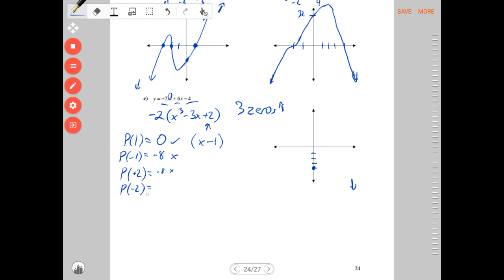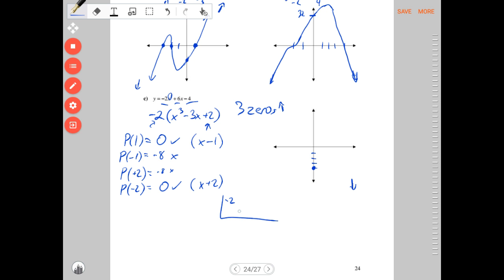It doesn't work. P of negative 2, though, that works. Okay, so that's going to be x plus 2. And that's all we have. So basically what that means is that either one of these have doubled up, or we have another factor with a fraction. Now, because that leading coefficient factored away, it's probably that one of those things is doubled up. But remember, how we do this is we use synthetic division. Okay. Now, if we look at the coefficients here, and I'm just going to use the whole thing.